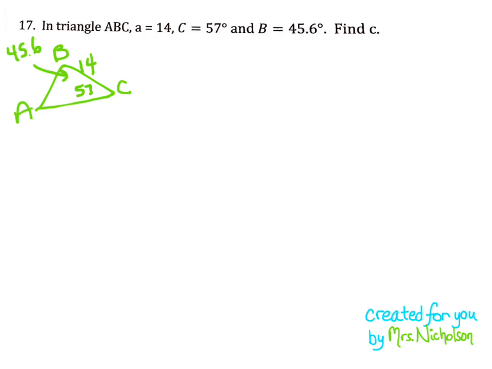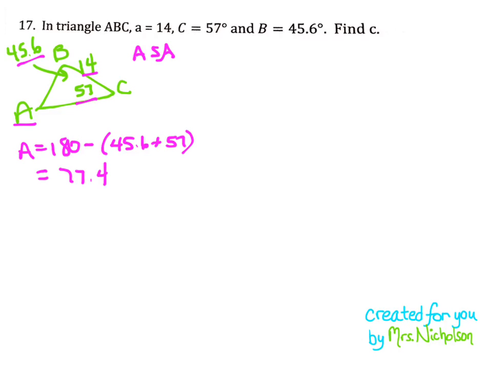All right, so on this question, the information that we're given, we have an angle, a side, and an angle. Side, angle. And that means that we need to use law of sines, because I can't use law of cosines if I have two angles. But remember, with law of sines, we need to have an angle and the side that's across from it. And I don't have that here. I have side A, but I don't know angle A. And so we need to find that by adding together our angles and subtracting from 180. And if we do that, we get that angle A is equal to 77.4. So now we have enough information to use law of sines.